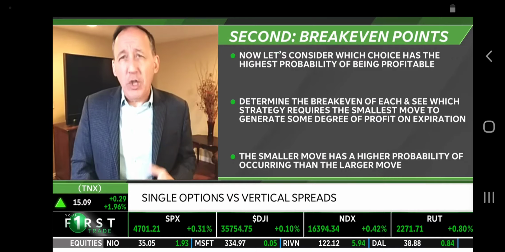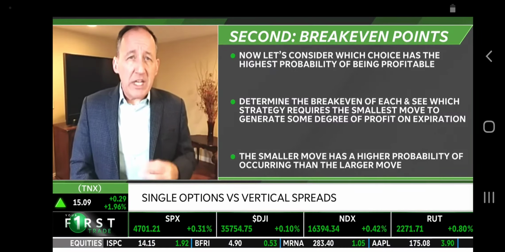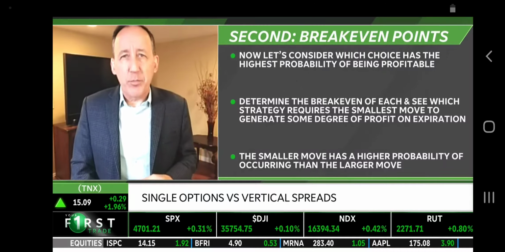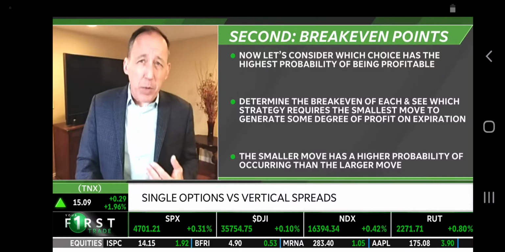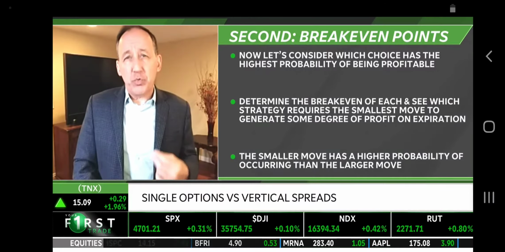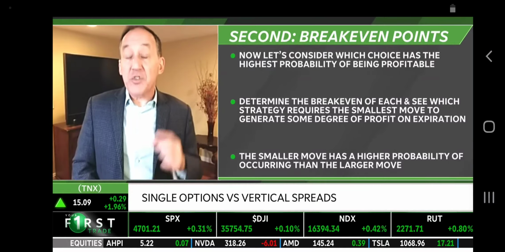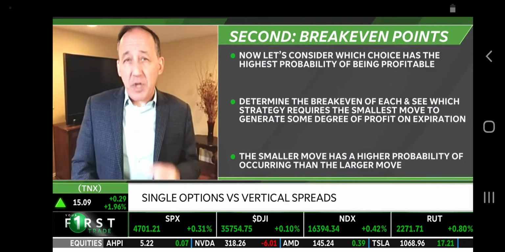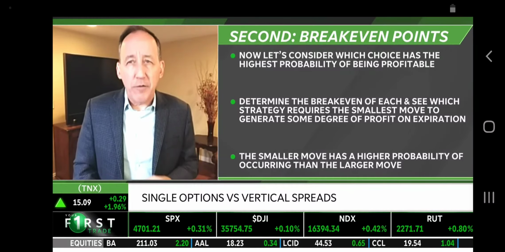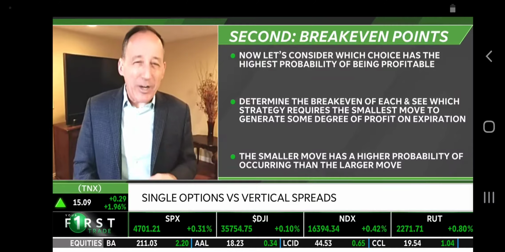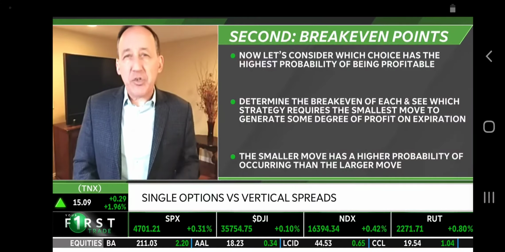What about break-even points, John? Yeah, this is probably where things may be a little surprising for people that are new with options as we compare the long call and the vertical spread, Scott. To compare a long single call to a long vertical spread, we look at those break-even points to find the choice that has the highest probability of being profitable. To do this, we need to determine the break-even of each and see which strategy requires the smallest move to generate some degree of profit on expiration. Of course, the smaller move has a higher probability of occurring than the larger move, Scott.